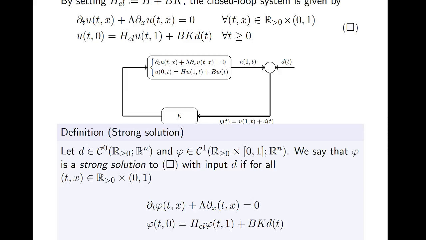The solution of the closed loop system is C1 with respect to two variables and is defined everywhere. That's why here it says it's complete in the t variable, and it satisfies the two relationships for each t, for each x. It's the easiest thing you can do. And you don't have any boundary condition? Yeah, the boundary condition is here.